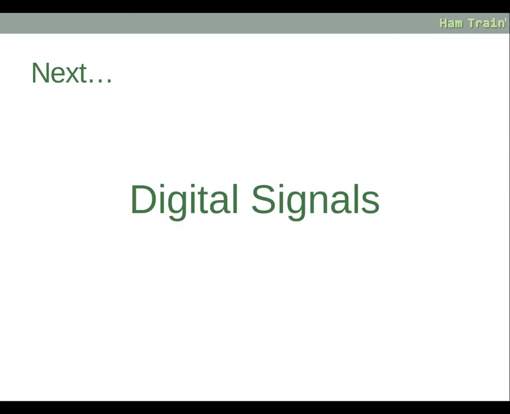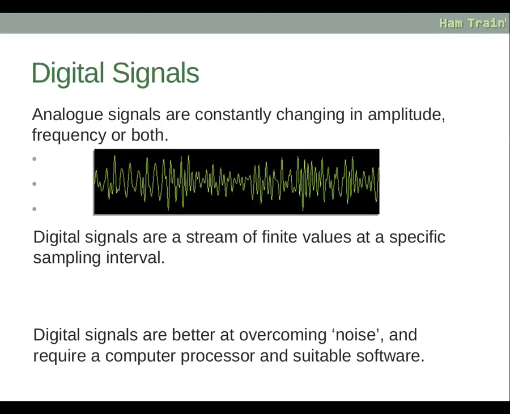Next, we're going to discuss digital signals. Analog signals are constantly changing in amplitude. This is the height and the depth of each peak that you see on the picture there. They can change in amplitude, as we've mentioned. They can also change in frequency. They can go up and down quickly or slowly. And the amplitude and frequency can change independently or both together.